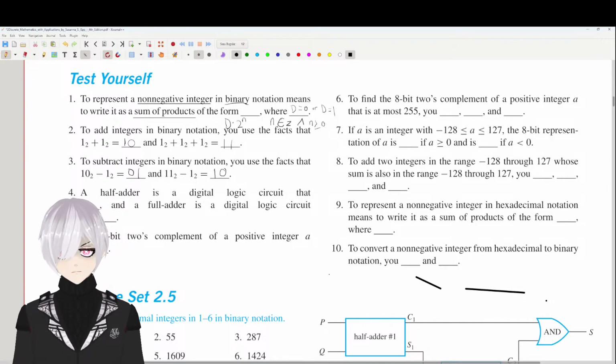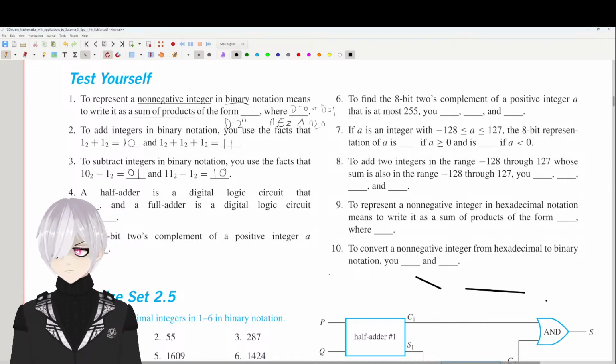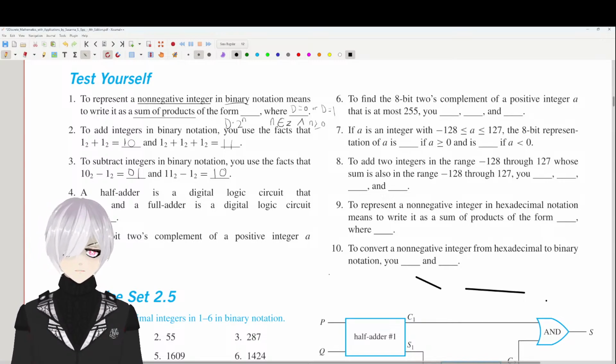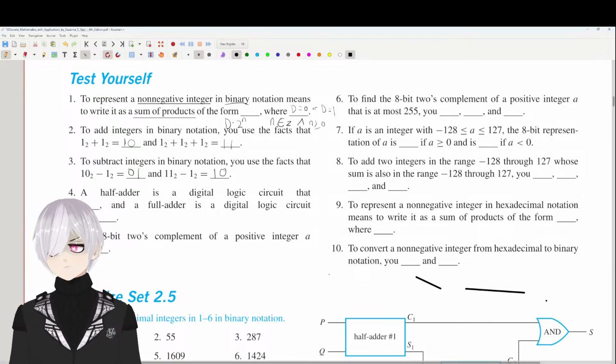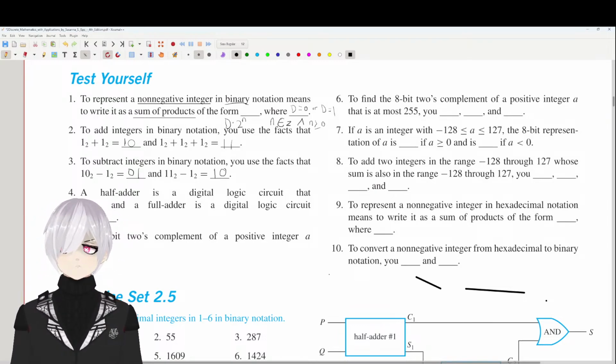Right. Yeah. A half adder is a digital logic circuit that, a full adder is a digital logic circuit that, I forgot what the difference was. I know they add things. Did a half adder use something?